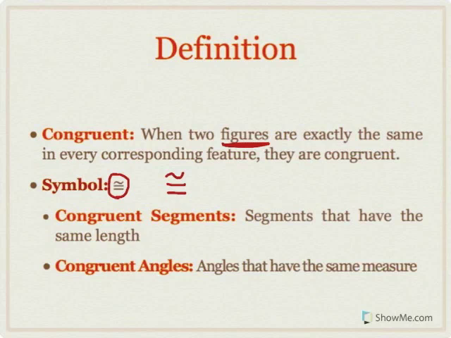Segments only have one feature to them, and that is their length. So segments are congruent if they have the same length. And angles only have one feature to them, and that is their measure. So angles are congruent if they have the same measure.